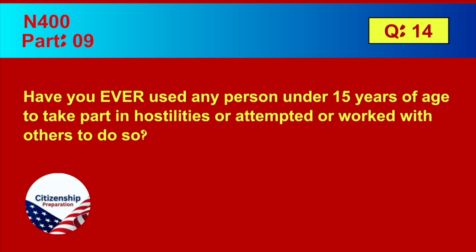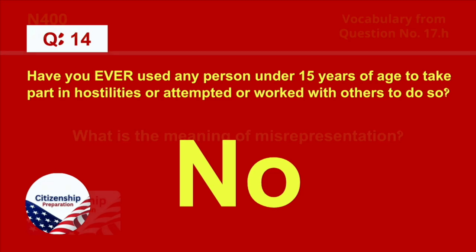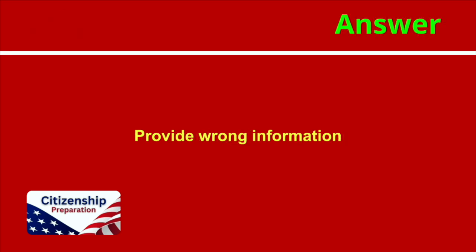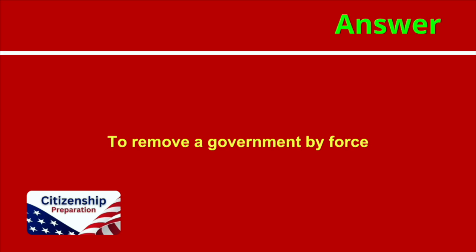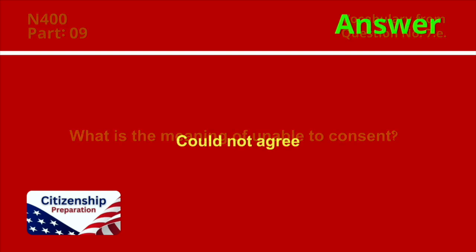Have you ever used any person under 15 years of age to take part in hostilities, or attempted, or worked with others to do so? No. What is the meaning of misrepresentation? Provide wrong information. What is overthrow? To remove a government by force. What is the meaning of unable to consent? Could not agree.